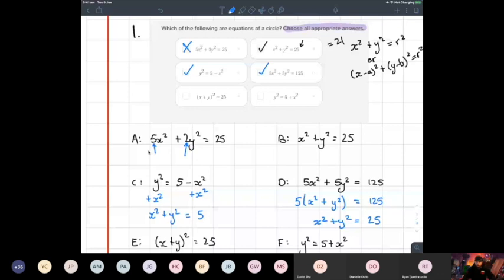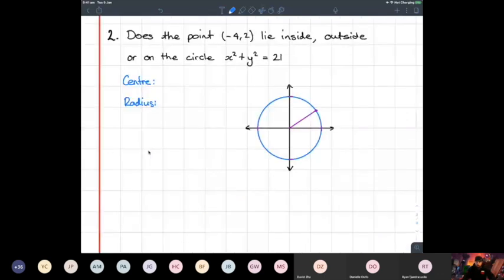Another question I noticed people have had some issues with was a question along this line here. Does the point -4, 2 lie inside, outside, or on the circle x squared plus y squared equals 21? To answer this question, we need to think about the properties of our circle.